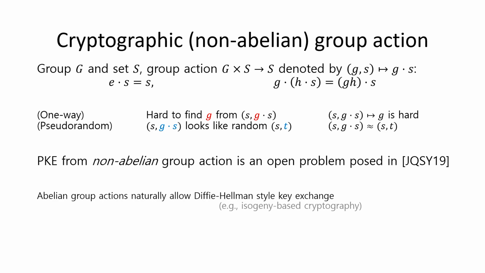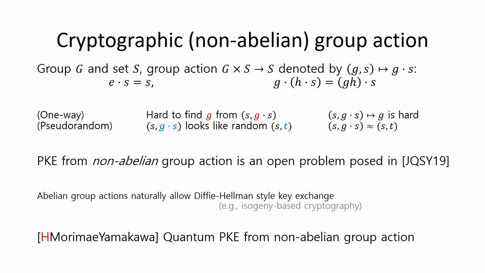But recently in TCC19, researchers suggested non-abelian group action as a new cryptographic primitive, and they constructed some mini-crypt primitives, but they could not achieve public-key encryption, and it was left as an open problem. And we did it, but with quantum ciphertext.